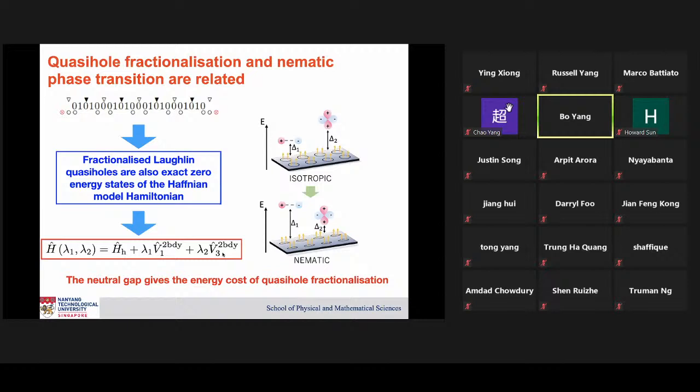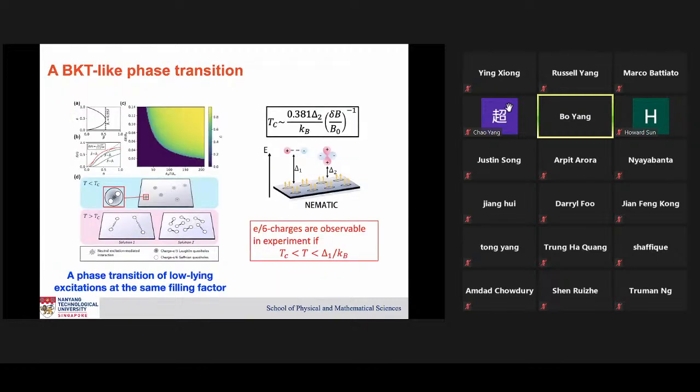So the main message is that the softening of the neutral excitation in the Laughlin state is closely related to the fractionalization of the quasi-holes, of the quarks, of the protons in some sense. And so when this energy scale becomes smaller than the temperature, then it's energetically favorable for a Laughlin quasi-hole to be split into two. So that's the main connection between the two physics.